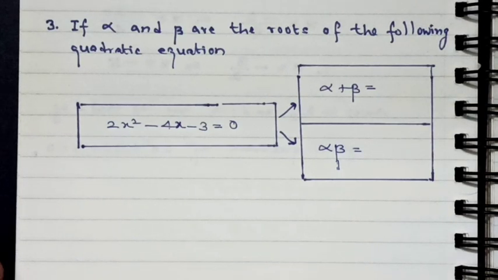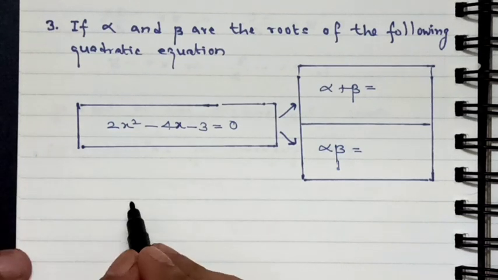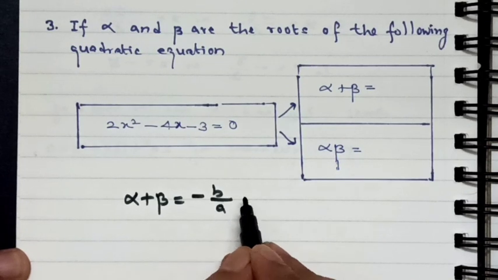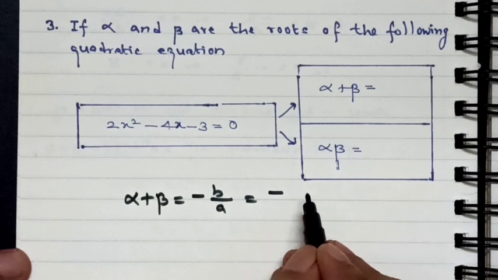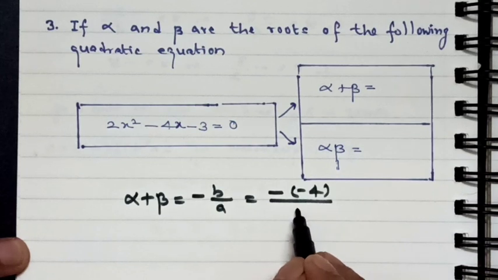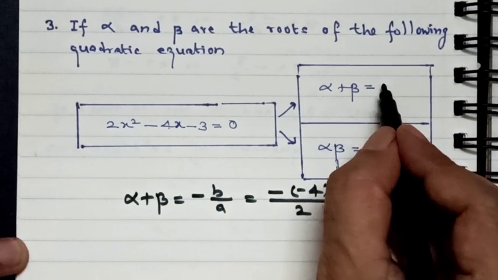Let's go to question number 3. If alpha and beta are the roots of the following quadratic equation, 2x square minus 4x minus 3 is equal to 0, find out alpha plus beta and alpha into beta. Now, I have told you that alpha plus beta is equal to minus b by a. Here, your b is minus 4, so minus of minus 4 upon a, which is 2, that means 4 upon 2, that will be 2, so alpha plus beta will be 2.